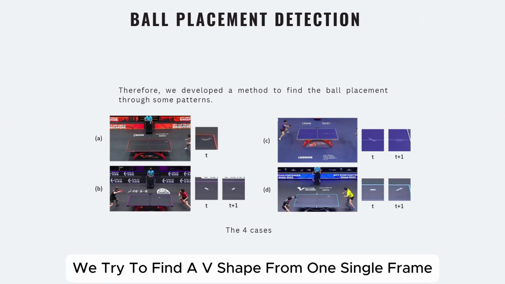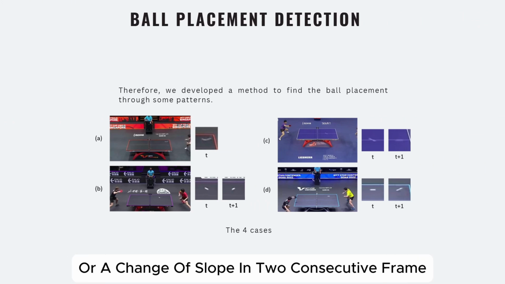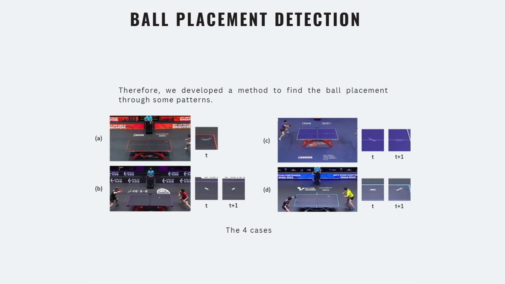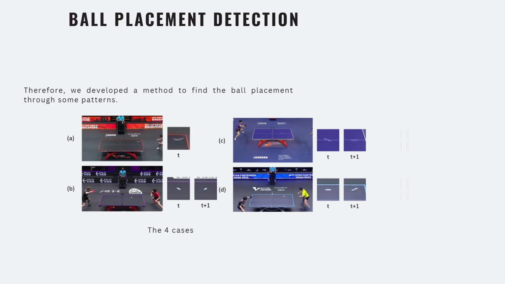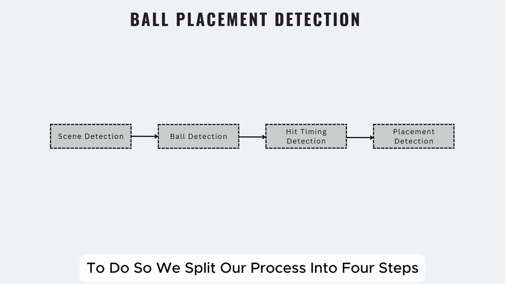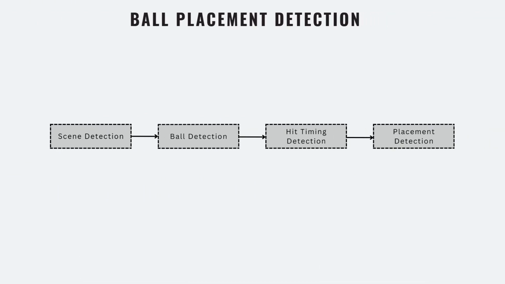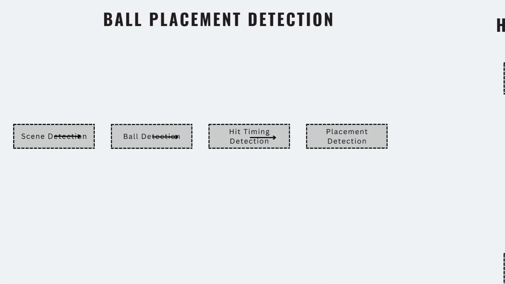We try to find a V shape from one single frame or a change of slope in two consecutive frames, and there can be these four kinds of cases that mark a placement. To do so, we split our process into four steps: scene detection, ball detection, hit timing detection, and placement detection.